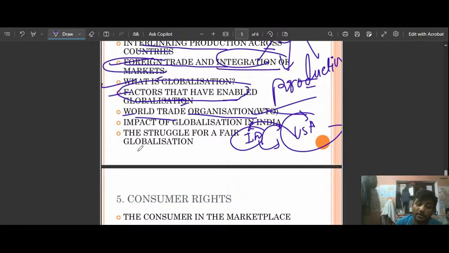The struggle for fair globalization. In this topic we are primarily going to see how globalization has created advantages for certain countries while neglecting other countries. Due to globalization some countries have benefited more, and other countries have basically not benefited from it, or have been neglected because of the effects of globalization.